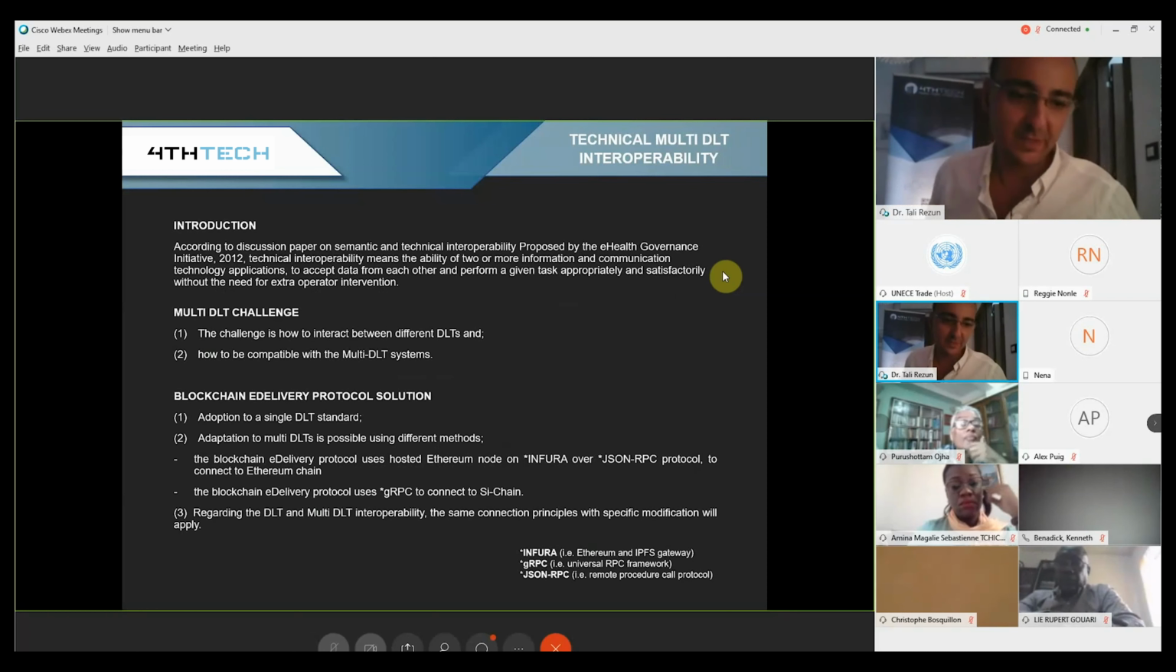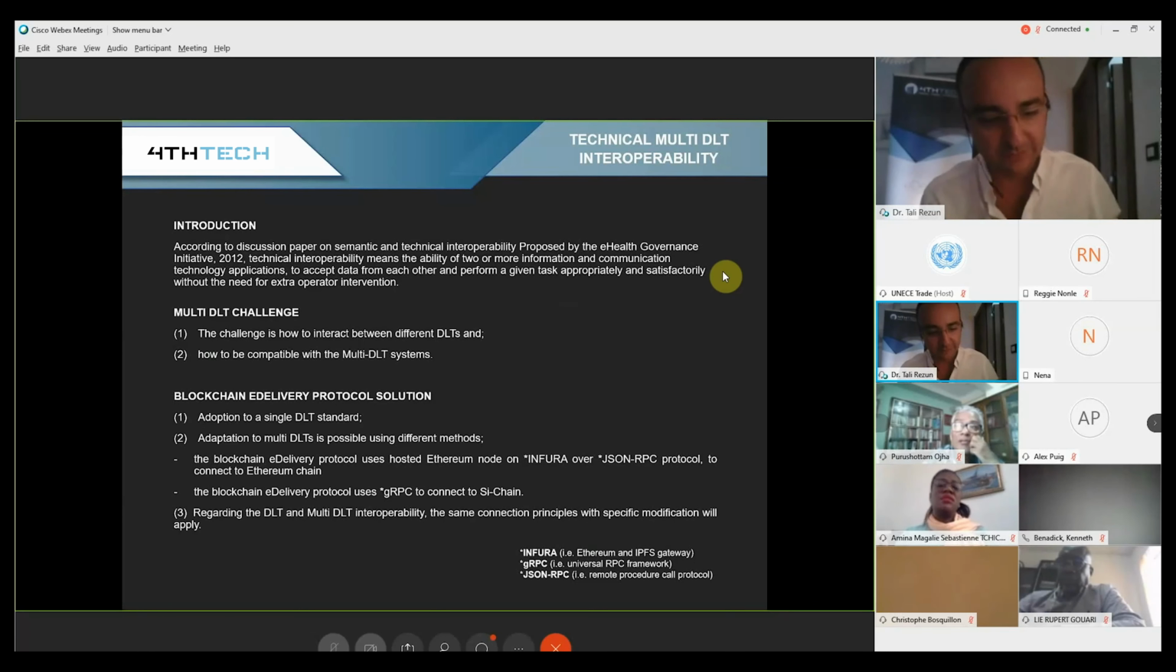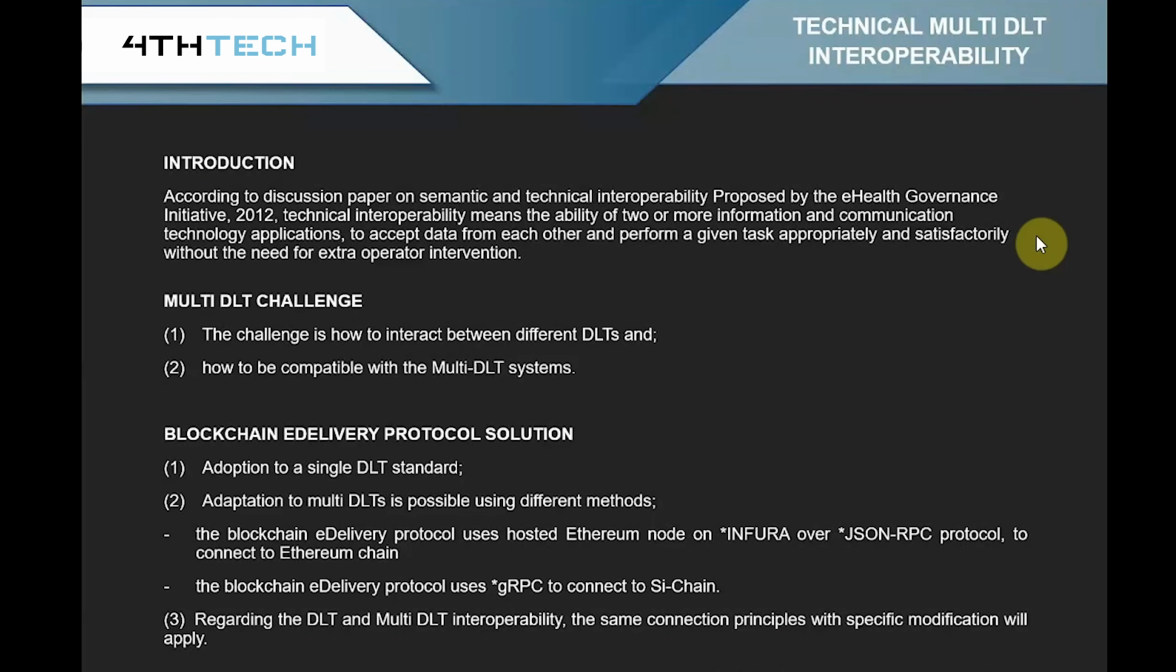Okay, to continue, this brings us to the final technical interoperability challenge. The multi-DLT challenge is how to interact between different DLTs and how to be compatible with multi-DLT systems. The easiest solution, of course, would be to adopt a single DLT standard, but as this is not yet viable, we solve this by adopting multiple DLTs, as we have proven with the C-Chain and the Ethereum network. For example, the blockchain protocol uses a hosted Ethereum node on Infura over the JSON-RPC protocol to connect to Ethereum, and for the C-Chain, we use gRPC to connect.